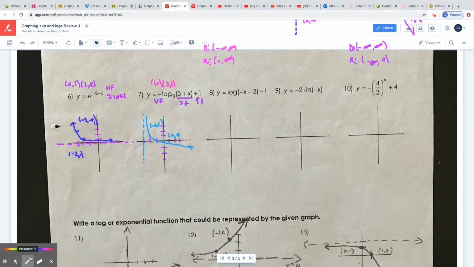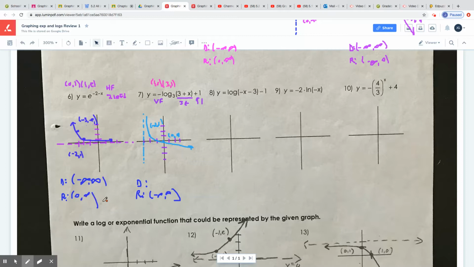Now, as I'm looking at this, I forgot to do the domain and range of this guy. The domain here is negative infinity to infinity, where in a log graph, the range is negative infinity to infinity. Here, the range is going to be the horizontal asymptote, which is 0 to infinity. Here, it's going to be our vertical asymptote, which is negative 3 to infinity.